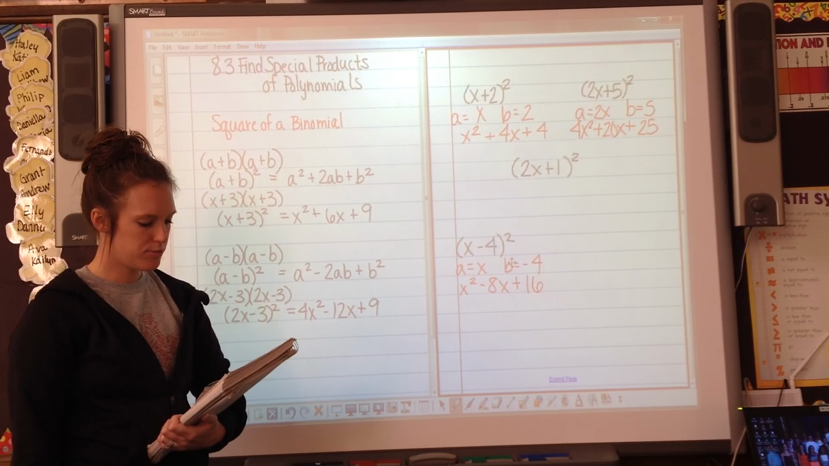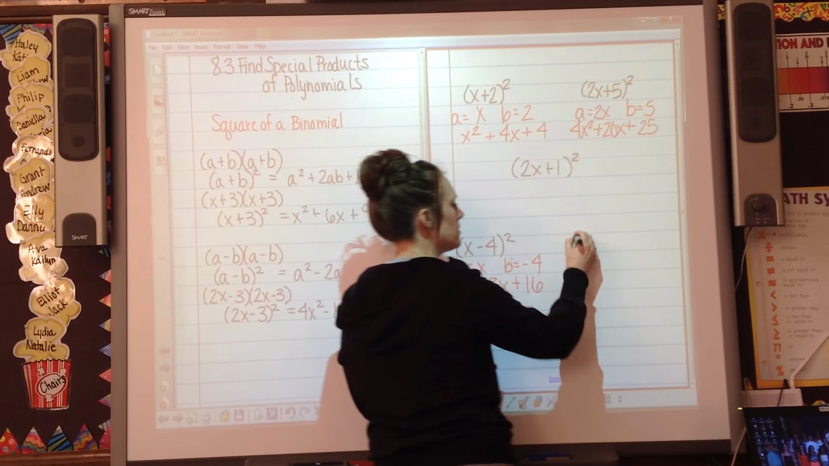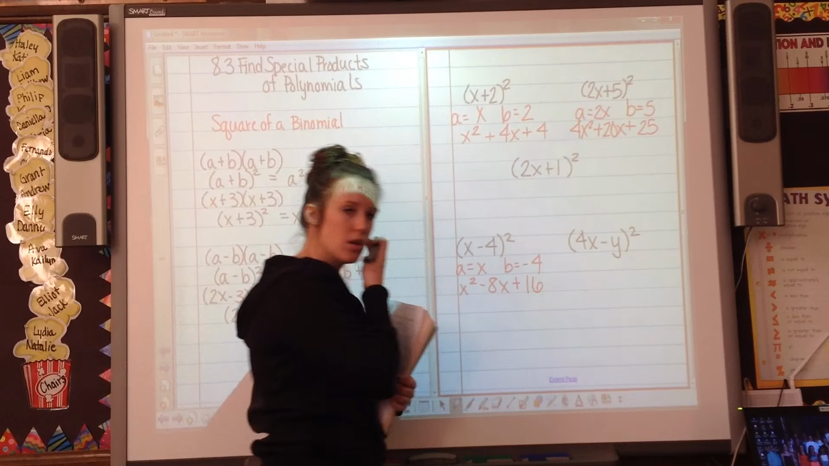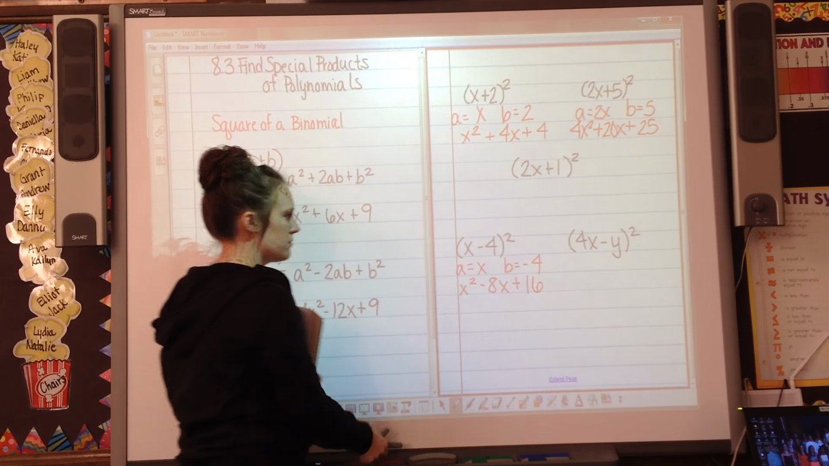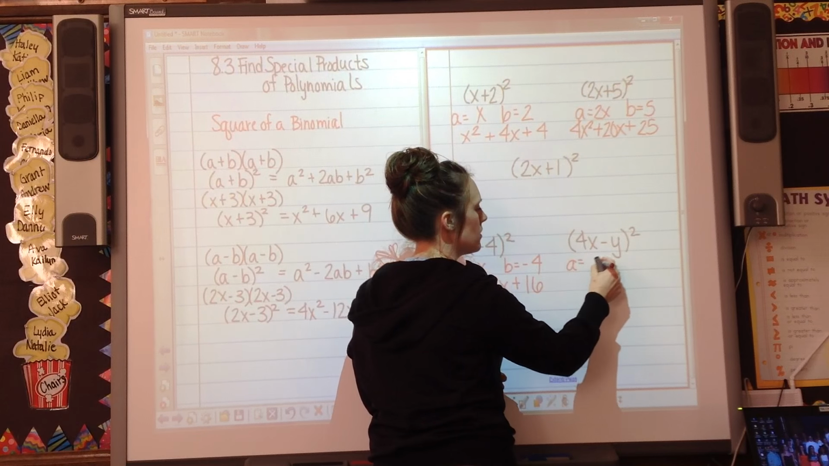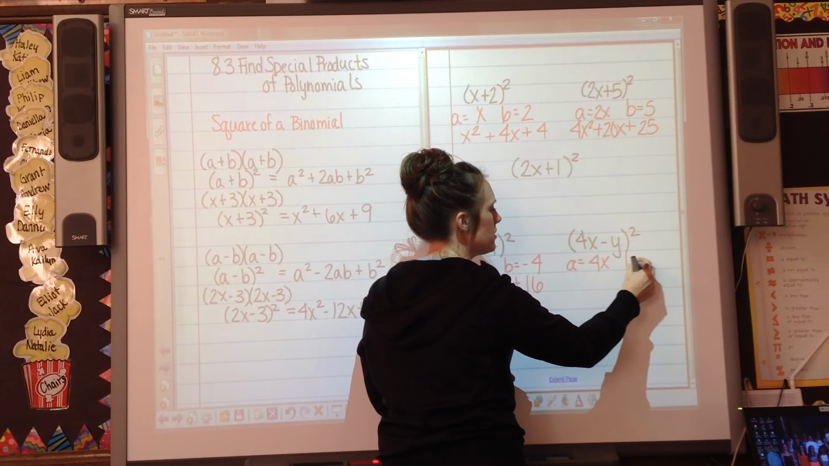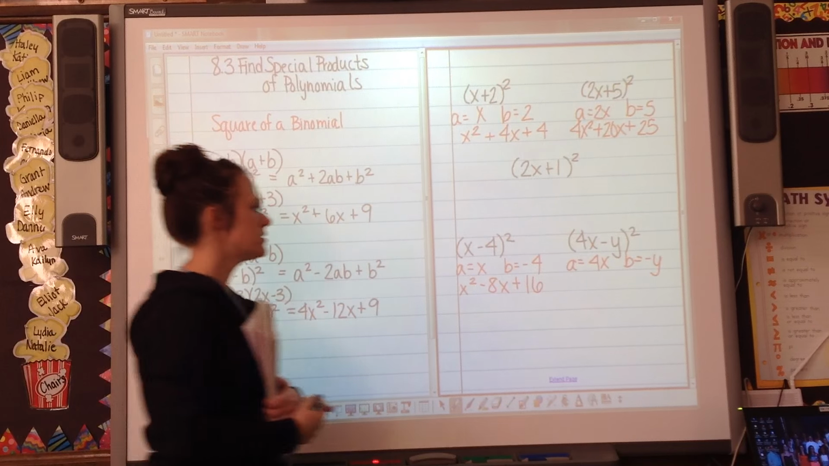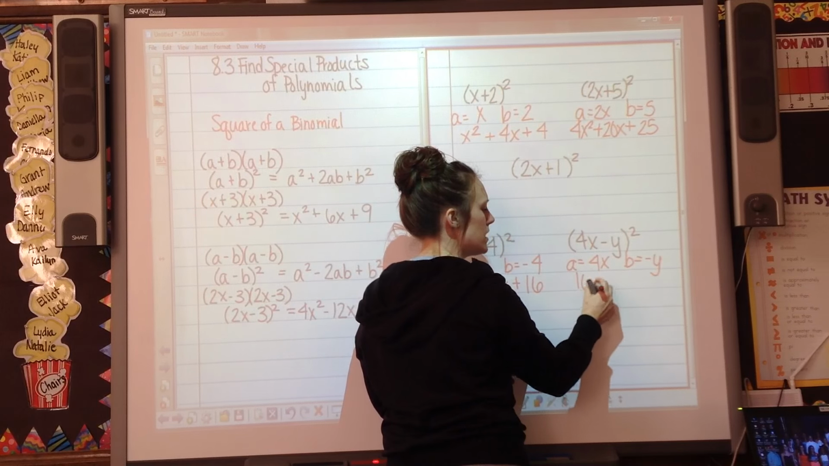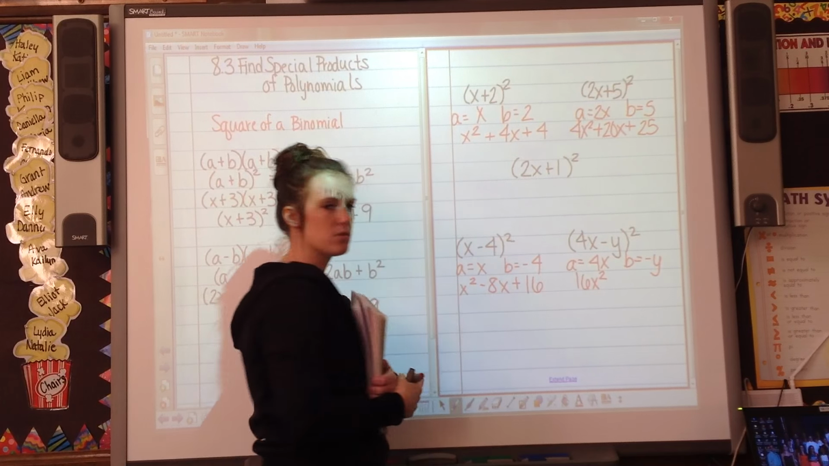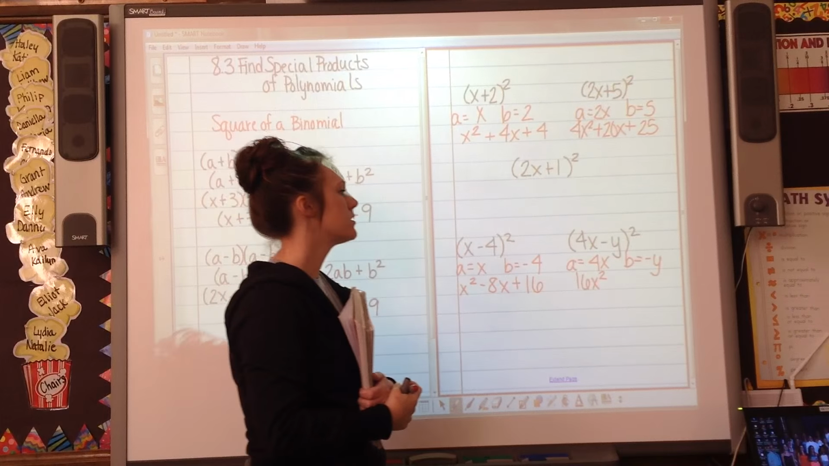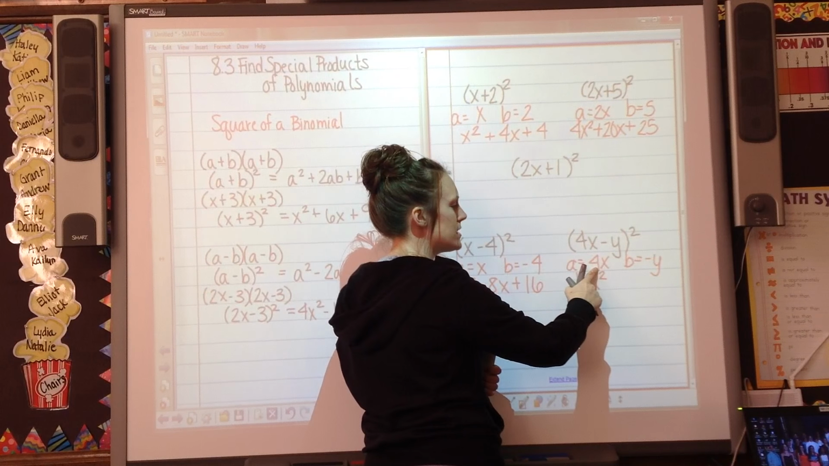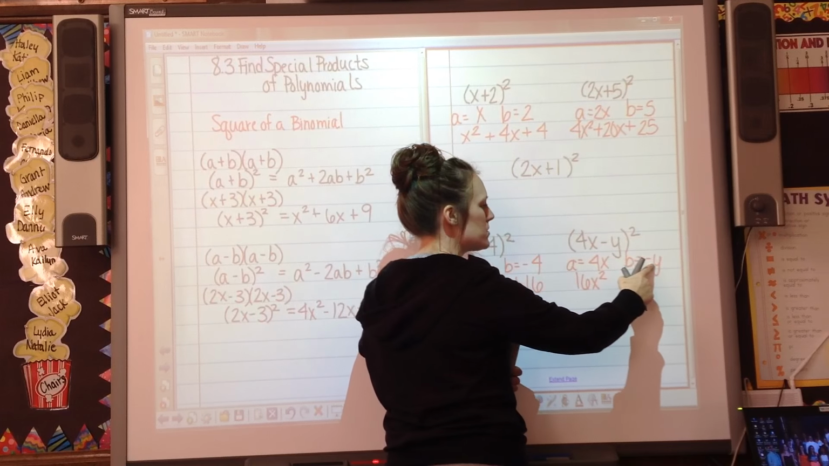Let's try 4x minus y squared. Identify your a term. Identify your b term. Plug it into the formula. A squared, 4x squared is 16x squared. Notice I squared both the 4 and the x. 2 times a times b. 2 times 4 is 8x times y.